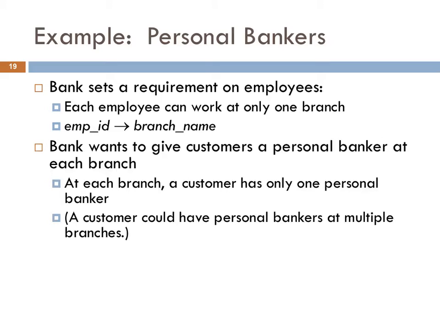Okay. Then we say, I'd like banks to be able to assign a personal banker to every employee, every customer. So a customer could go to many different branches, and at each branch, they could have a personal banker at that branch, but they have multiple personal bankers over the entire bank, right? So we say we have this functional dependency: customer ID and branch name together functionally determine employee ID. So you are my personal banker at this branch, and you are my personal banker at that branch, and so forth.